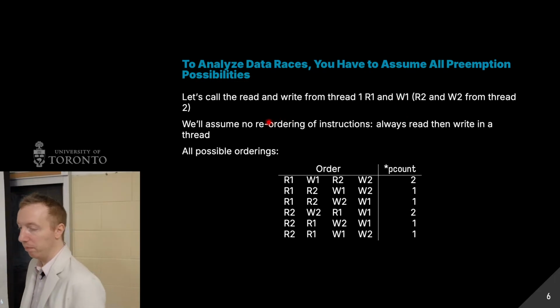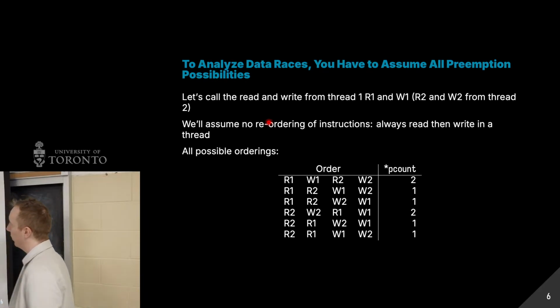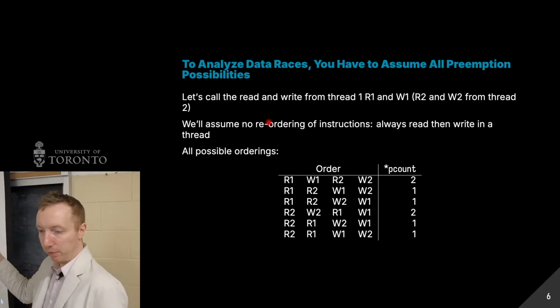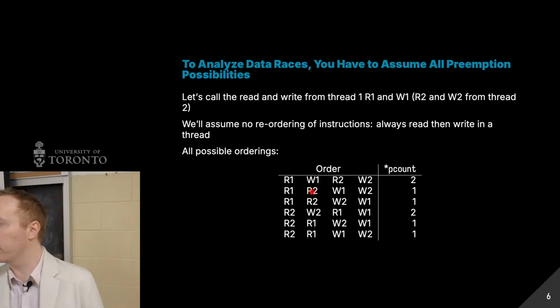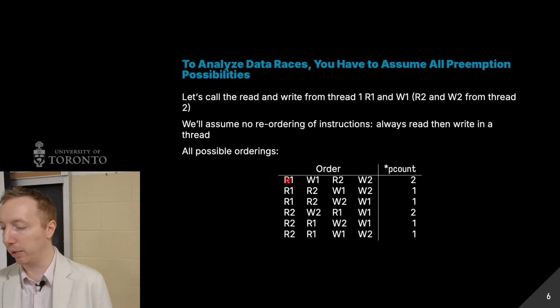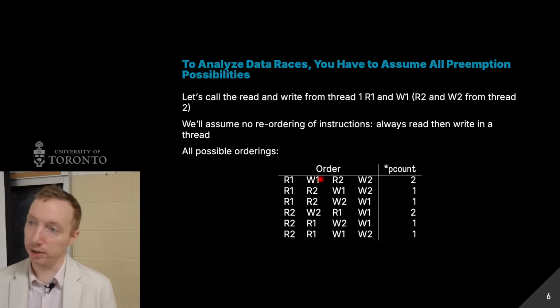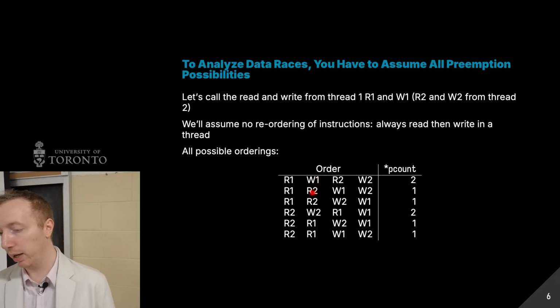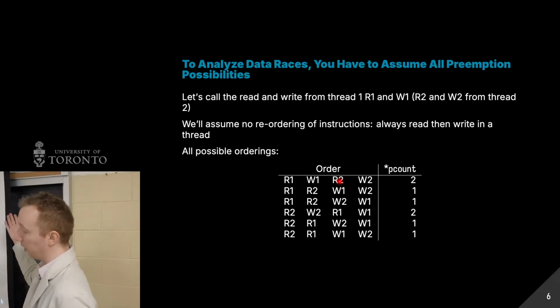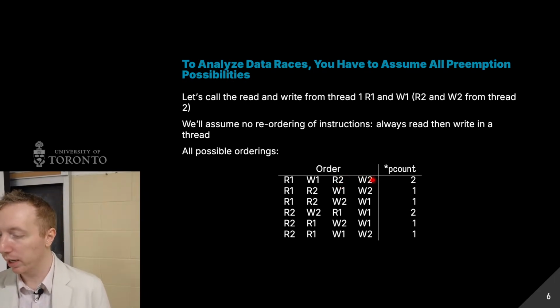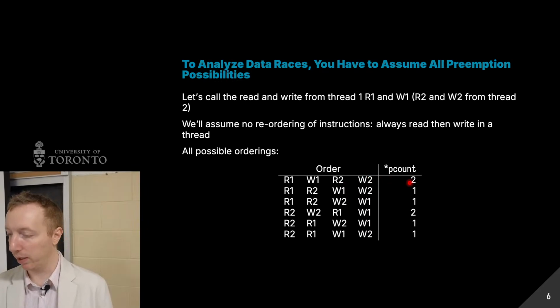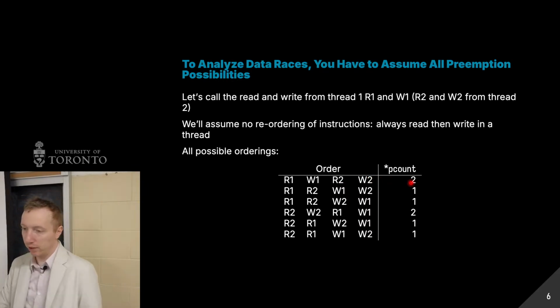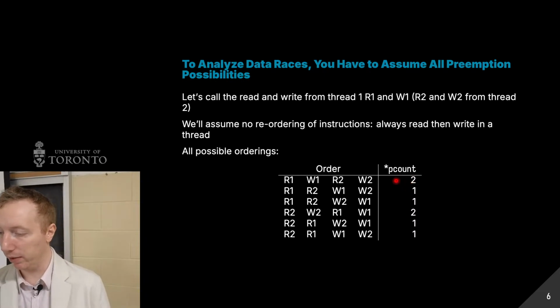So, again, assuming no reordering of instructions, within a thread I always have to have a read and then a write. So all our possible orderings in this case: if I start with a read 1, the next instruction could continue with thread 1 and make it to the write, or I could switch to thread 2 and then do the read. And then, well, if I do the write on thread 1, I only have one choice. I have to context switch to thread 2, and then the next instruction would be the write on thread 2, in which case that's the happy case where the final value of count is 2.